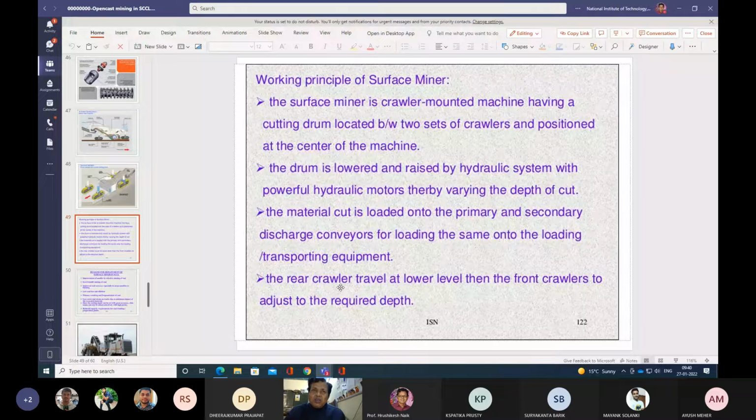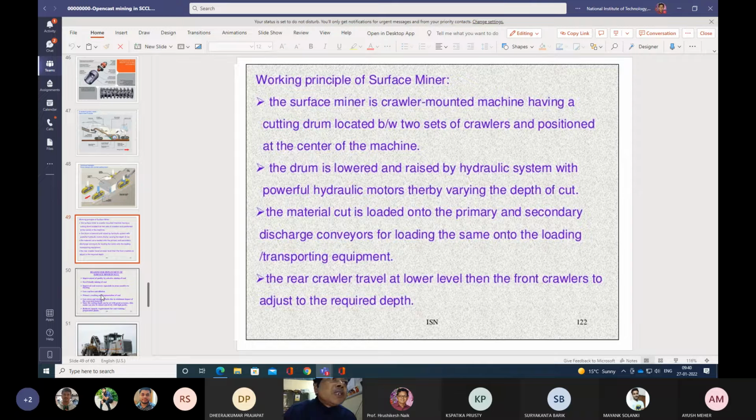There are two crawlers. One is the front crawler, the other one is the back crawler, the rear crawler. The rear crawler travels at a lower level than the front crawlers to adjust the required depth of cutting. So this is the working principle of your surface miner.